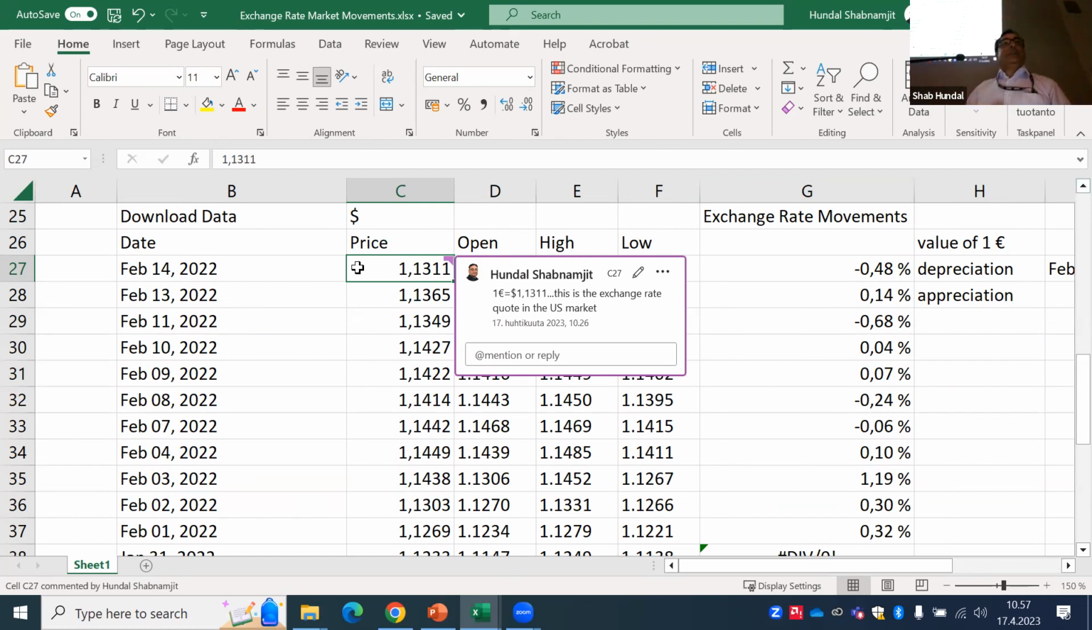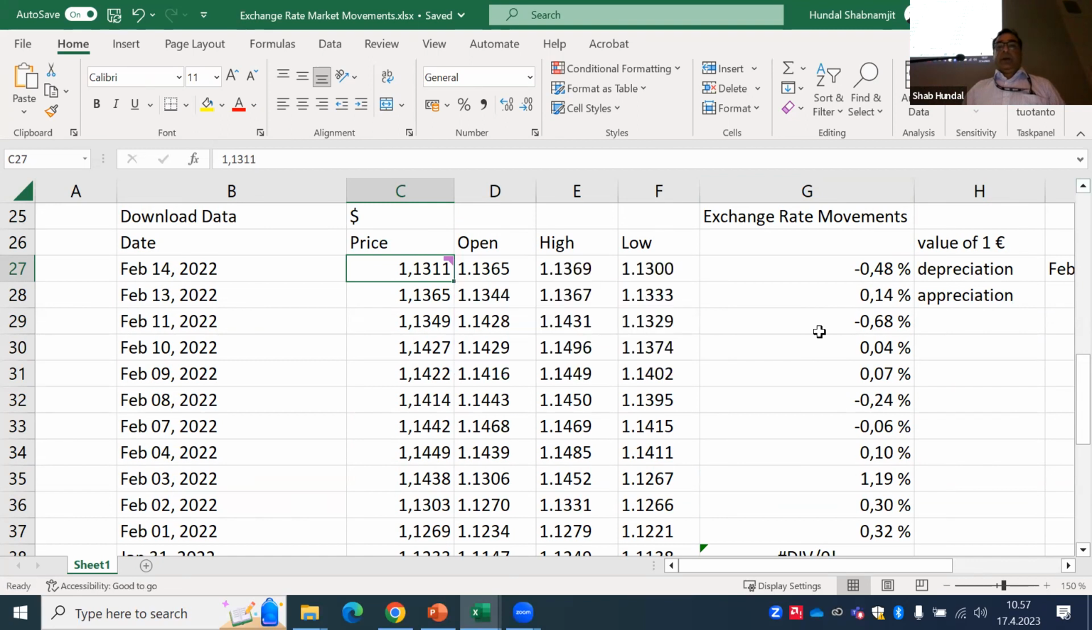You see my point? If it is 1.1311, and if you sell 10 euros, you will get 11.311, still not possible. So minimum 100 euros, but actually not even 100, it's a couple of thousand units which are transferred.